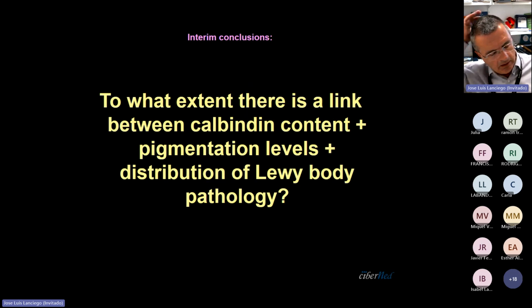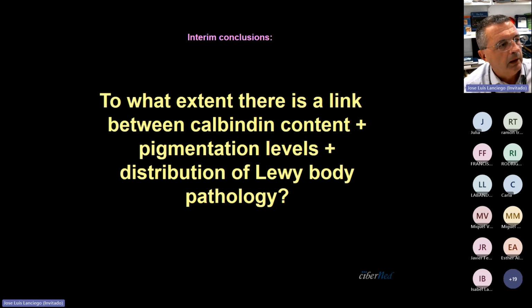What else? So at this point, a question that I'm going to come back to later on, but it's something I want you to keep inside your hippocampus, because we are going to be back again to this question later on. To what extent can we correlate three different things: the content of calbindin, levels of pigmentation, and the presence of Lewy body pathology? I think these three items act together with a synergistic effect, but we will be coming back to this question later on.